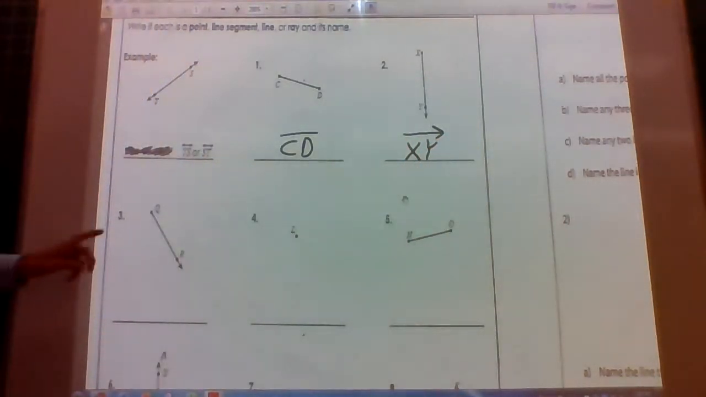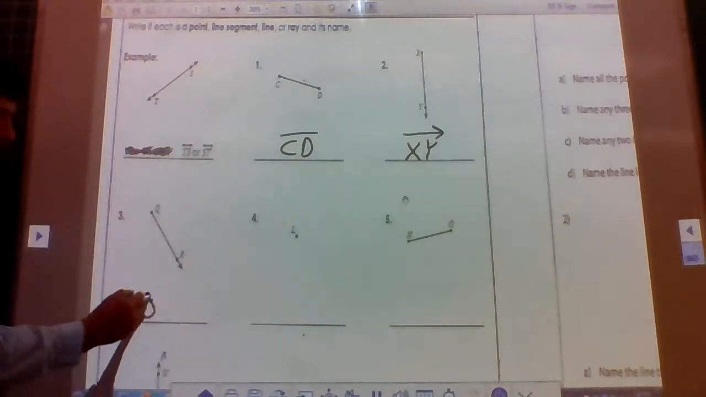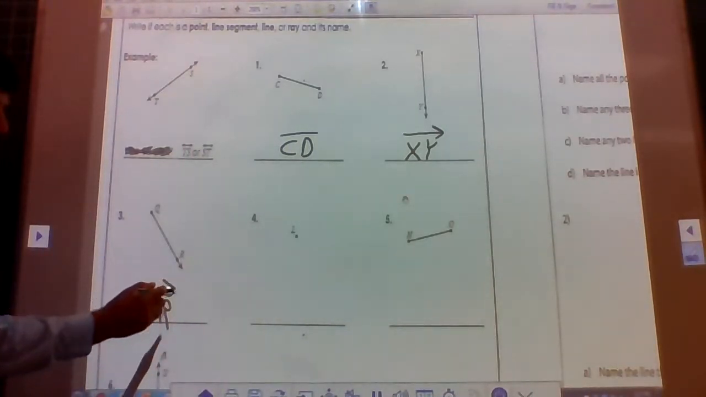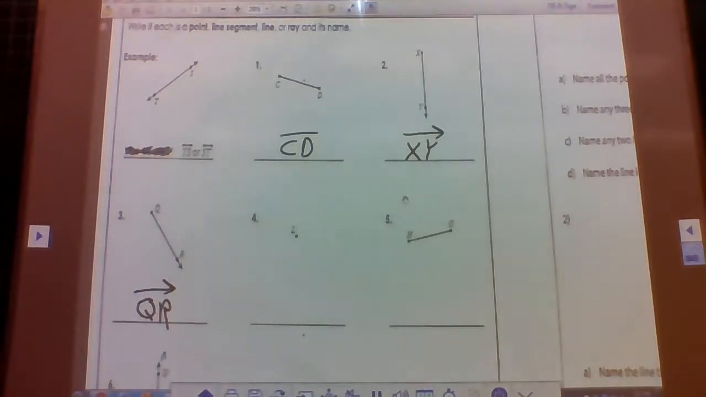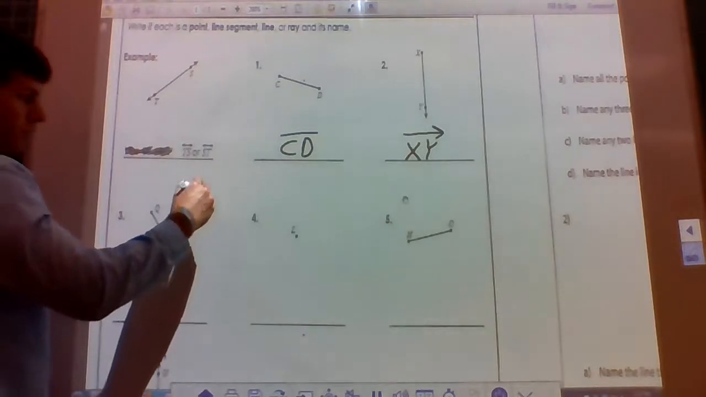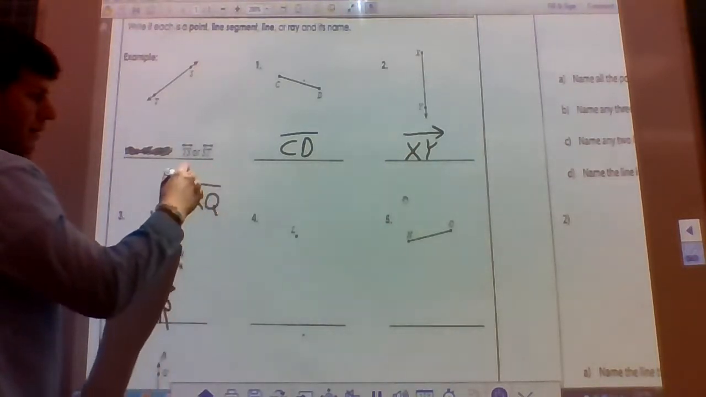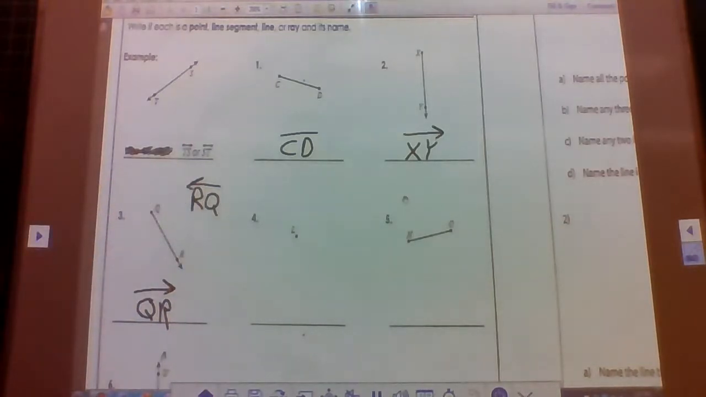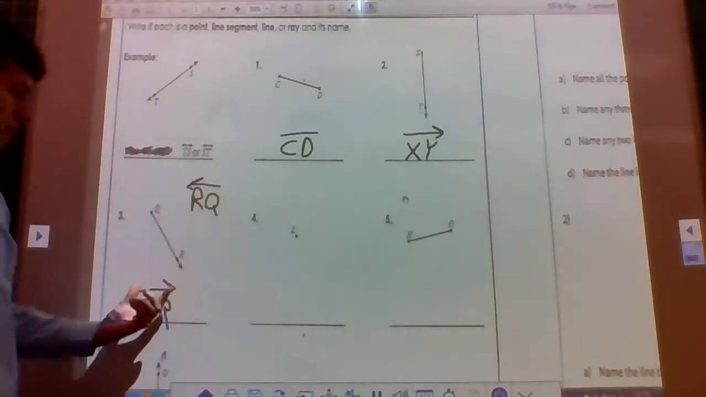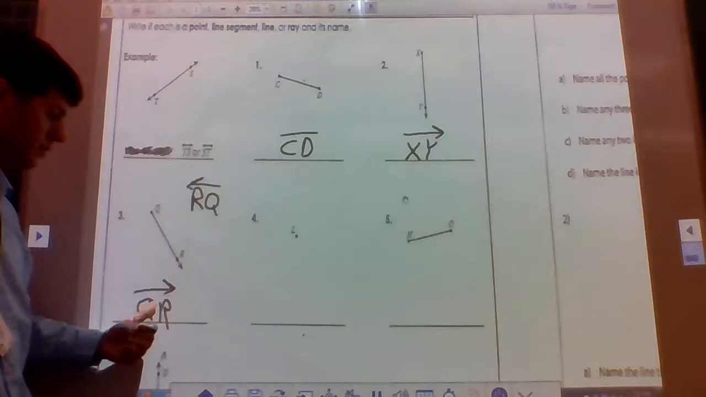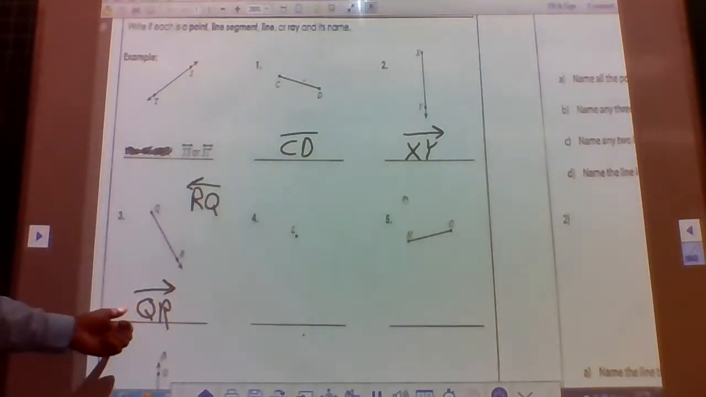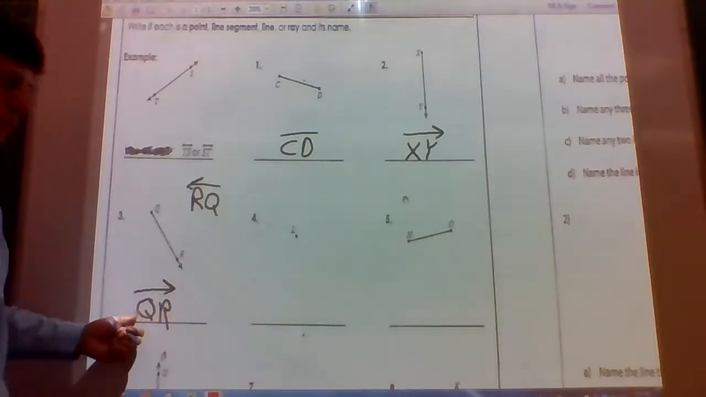Three is also a ray. We have an endpoint Q, and it goes through R forever. So we want the arrow over the R. Again, we could write it the other way, RQ, but if we did that, the arrow still has to be over the R, so we have to put the arrow the other way. This arrow is not telling us direction. It's just letting us know which of the two points, Q or R, is the endpoint.